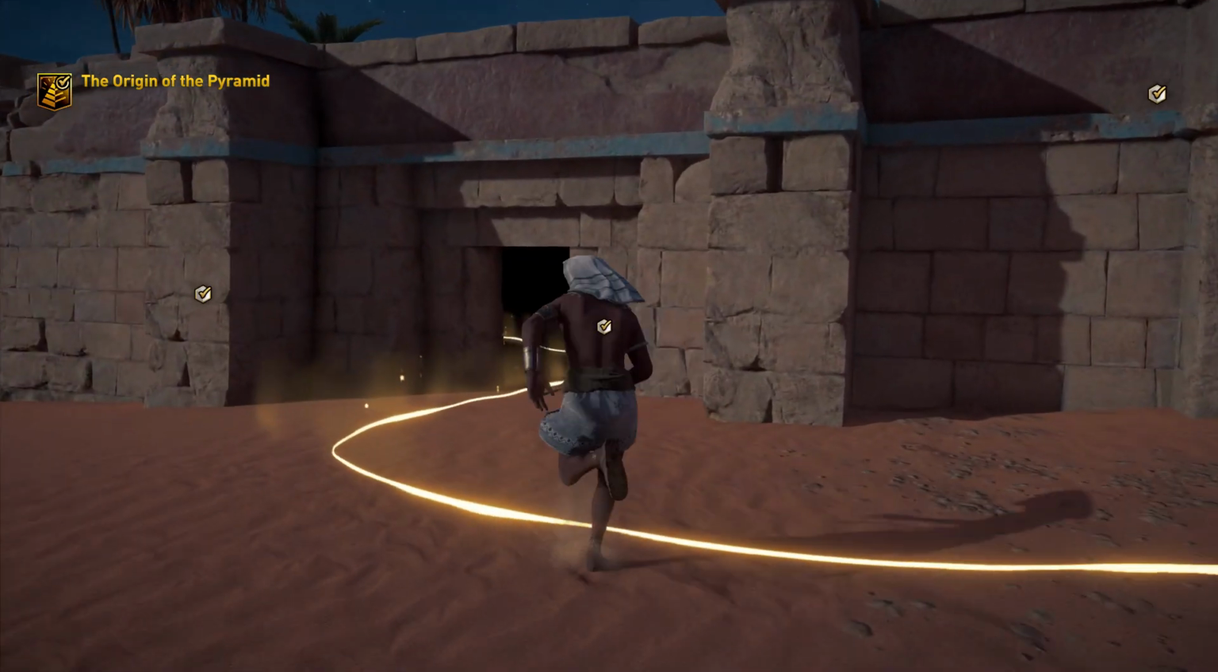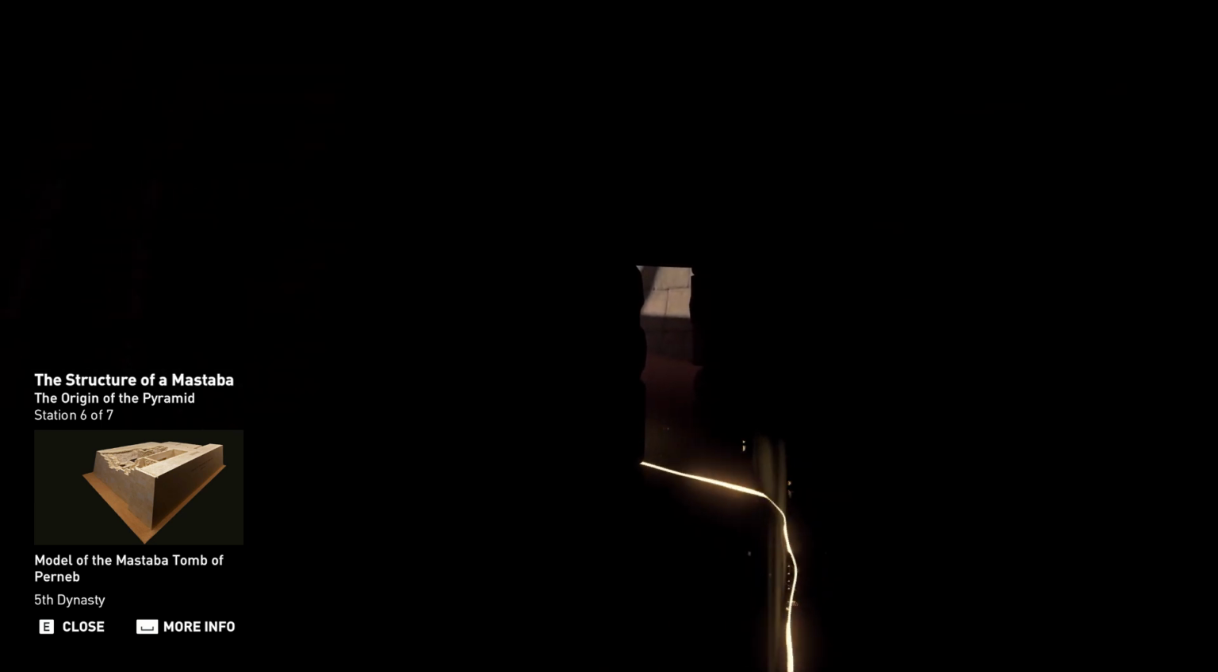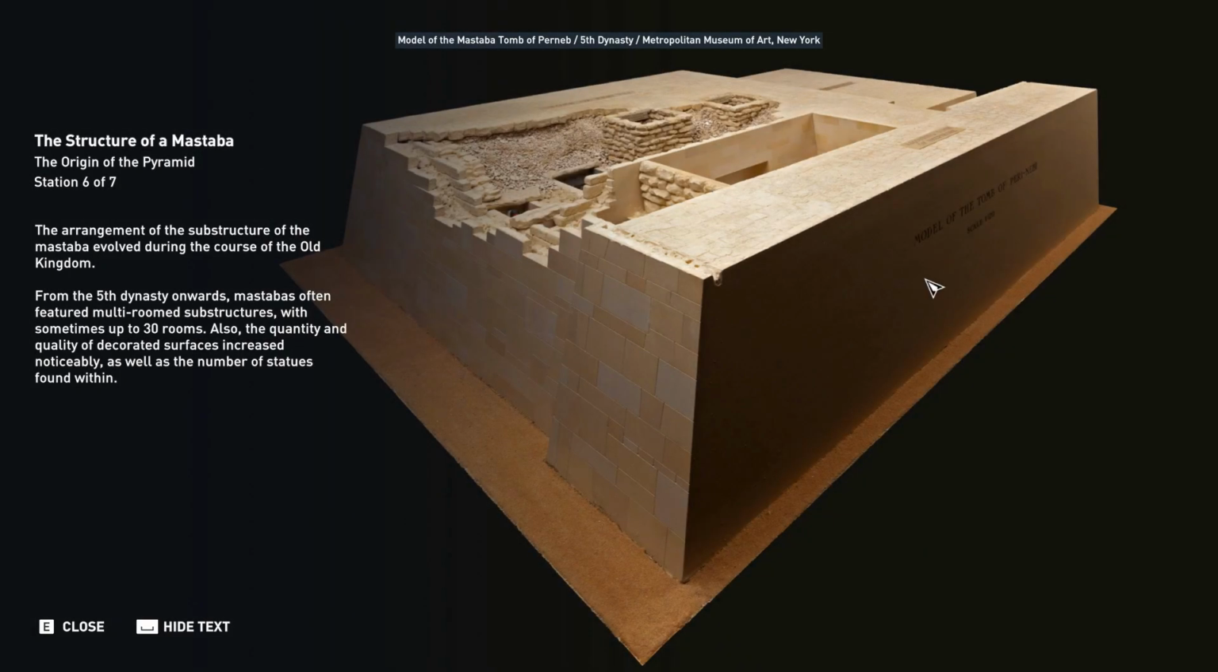Let's go inside the mastaba. The arrangement of the substructure of the mastaba evolved during the course of the Old Kingdom. From the 5th dynasty onwards, mastabas often featured multi-roomed substructures, with sometimes up to 30 rooms. Also, the quantity and quality of decorated surfaces increased noticeably, as well as the number of statues found within.